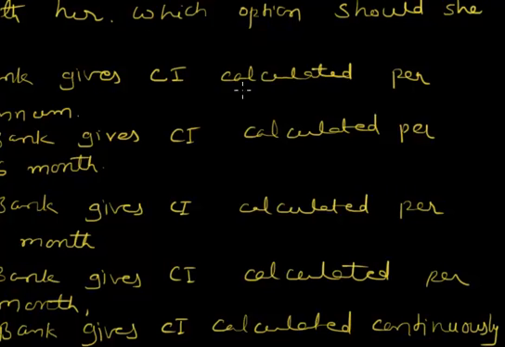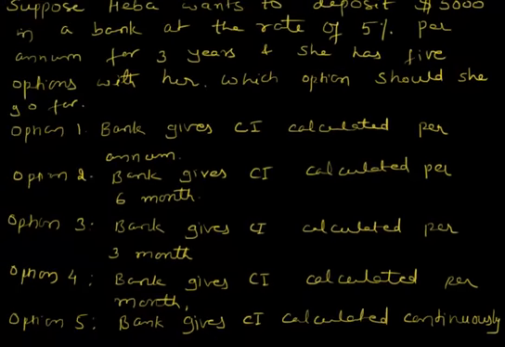Option 1, bank gives compound interest calculated per annum. Option 2 is bank gives compound interest calculated per 6 months. Third option is bank gives compound interest calculated per 3 months. Fourth option says bank gives compound interest calculated per month. And the fifth option is the compound interest is calculated continuously. So one by one we will see what is the amount at the end of the 3 years, and it will help Heba to decide which option she should go for.